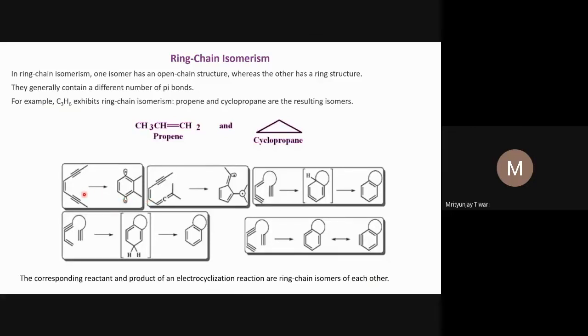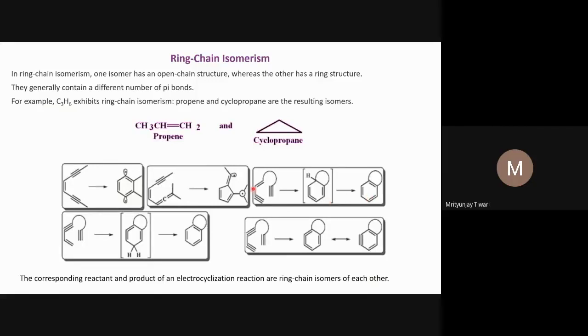The ring chain isomers you can see here. The number of pi bonds will be different: 2 pi bonds here, 2 pi bonds here, 4 and 1, 5. In this case, you see that only 3 pi bonds are there. So these are the electrocyclization reactions, and such examples. In all these cases, the number of pi bonds in reactant and product are different. This is the intermediate, this is the final product.